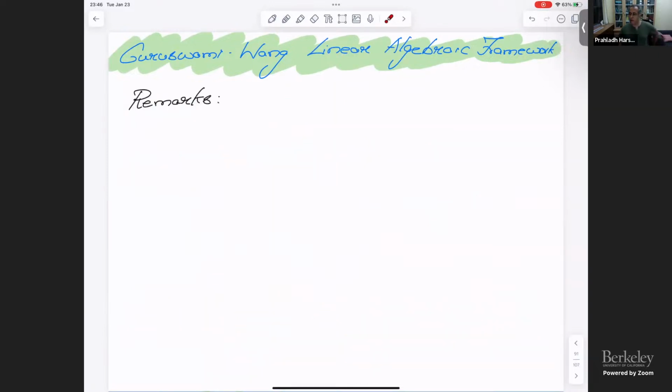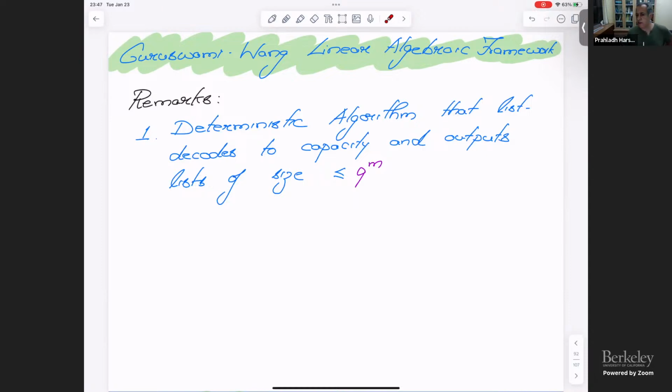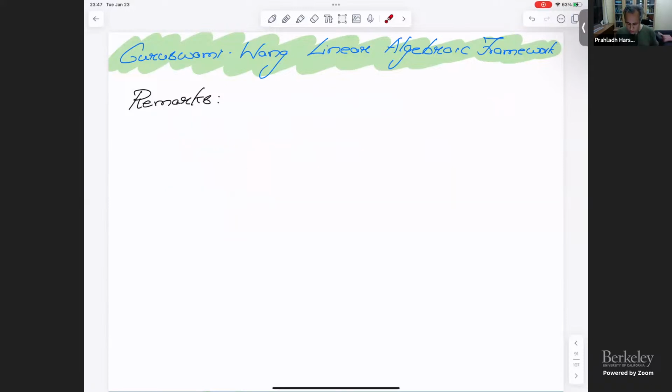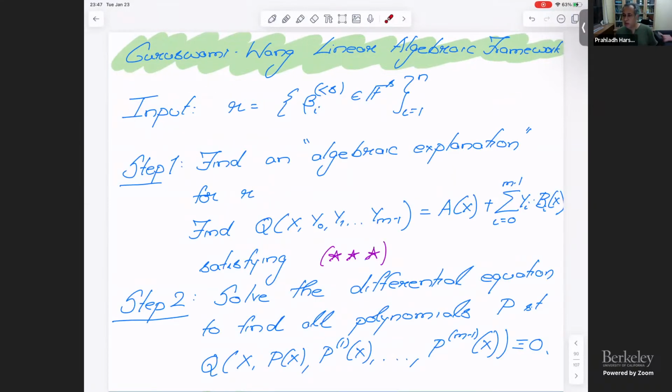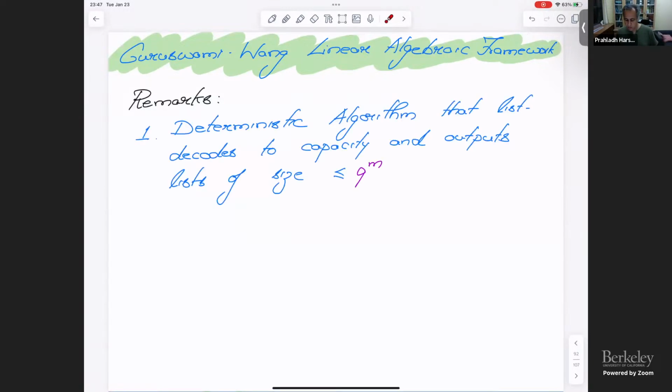Otherwise, I'll say a couple of remarks about what has happened since the algorithm of Guruswami and Wang. The first thing to notice is that what I described is a fully deterministic algorithm. It solves various Gaussian systems, list decodes up to capacity, and outputs lists of size q to the m. Why is it q to the m? You just notice that there's an upper triangular system with m degrees of freedom. It's not evident from here what the m degrees of freedom are, but you can check that there are at most m degrees of freedom. Once you fix those, the entire polynomial P is fixed. Therefore, there are at most q to the m polynomials.